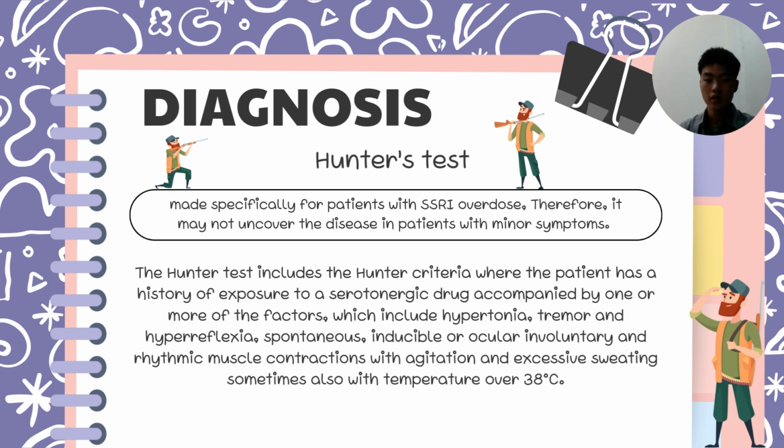The Hunter criteria require that the patient has a history of exposure to a serotonergic drug accompanied by one or more of the following factors: hypertonia, tremor with hyperreflexia, spontaneous, inducible, or ocular clonus, involuntary and rhythmic muscle contractions, with agitation or excessive sweating, sometimes also with temperature over 38 degrees Celsius. That's all from me. The next slide will be explained by my friend.